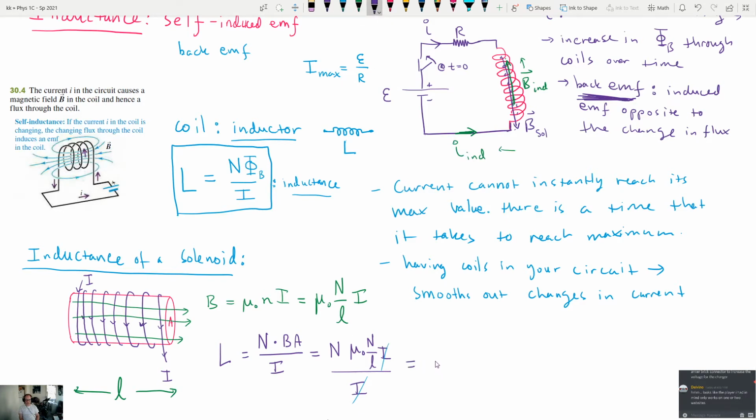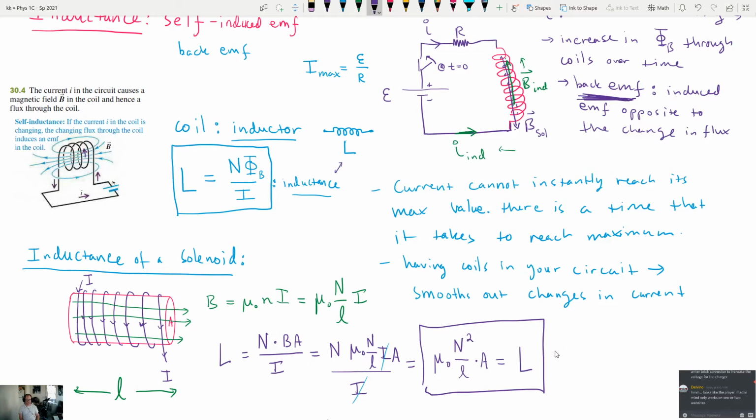So we end up getting, it looks like I left off something, right? I left off an A, the area. So what we have left is mu naught, the number of turns squared, divided by the length, and then multiplied by the area. This is the inductance of a solenoid. Again, capital L is the symbol for inductance, and this is the inductance of a solenoid.